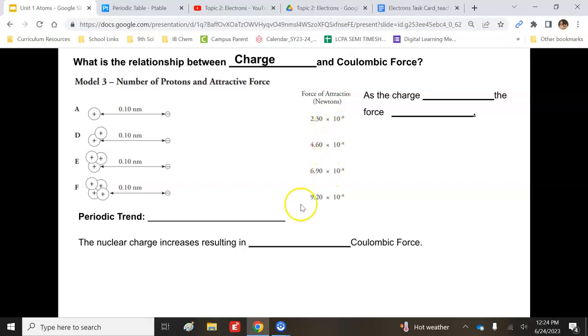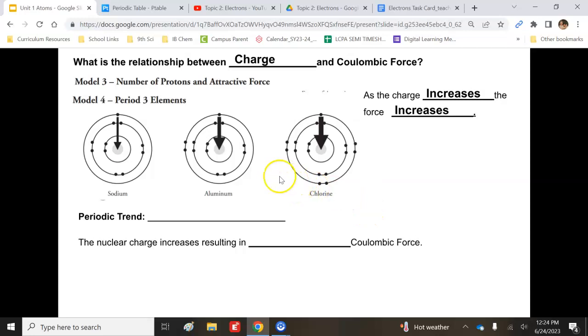So what happens to my force of attraction as I increase the amount of positive charges here? It increases. This one kind of makes the most sense. As I add more magnets to one thing, it's going to attract that magnet even more regardless of how far away it is. So, next up, that periodic trend.